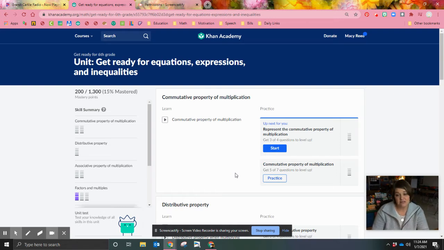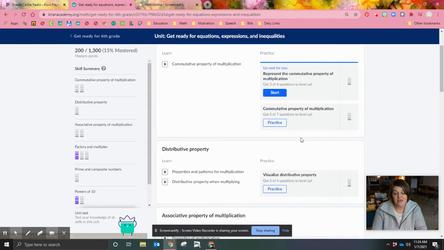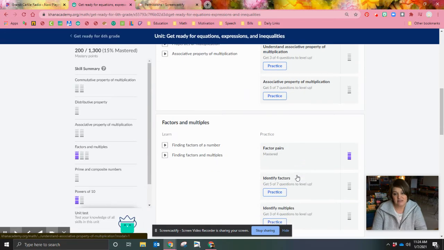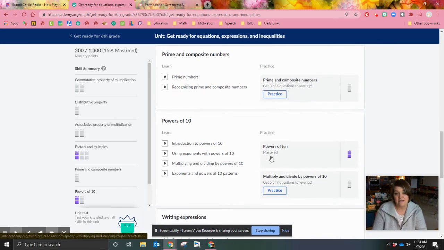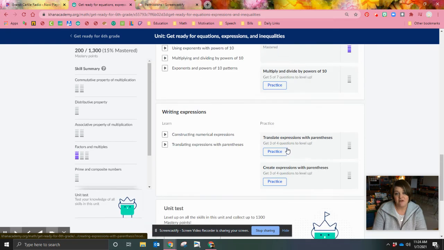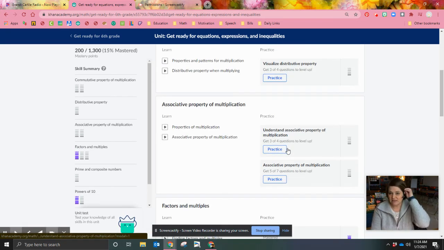So you have two options. Option one would be to take the unit test again, and maybe it will ask you some different questions from different skills, and it will raise that percentage. That's option one. Option two would be to go through and either start or practice anything on here that it asks you to practice. So the only thing that right now I'm showing as mastered is the factor pairs and powers of 10, right? Everything else for me, I could go back in and practice.